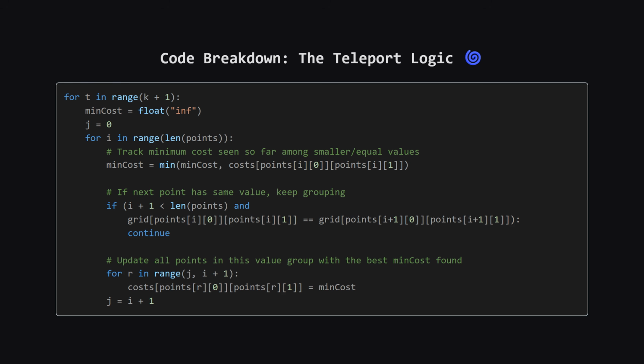Because the list is sorted, if we are at point I, any point we visited earlier is a valid teleport destination. When we finish a group of cells that have the same grid value, we update their cost to be min cost. This effectively says, if I'm here, I could have teleported to the best spot I've seen previously, so my cost becomes that minimum cost.